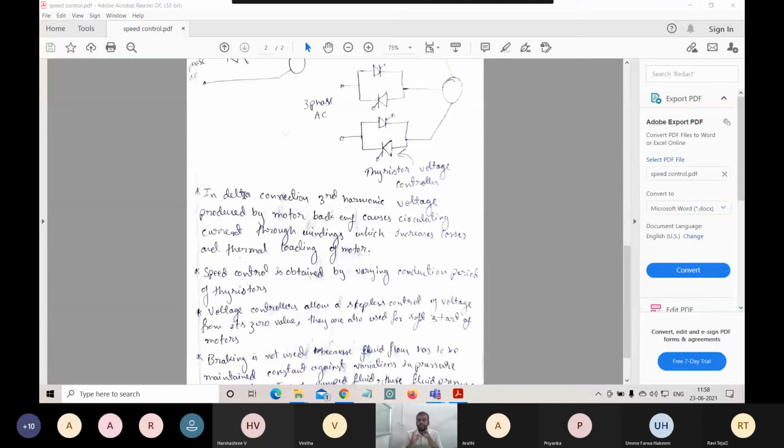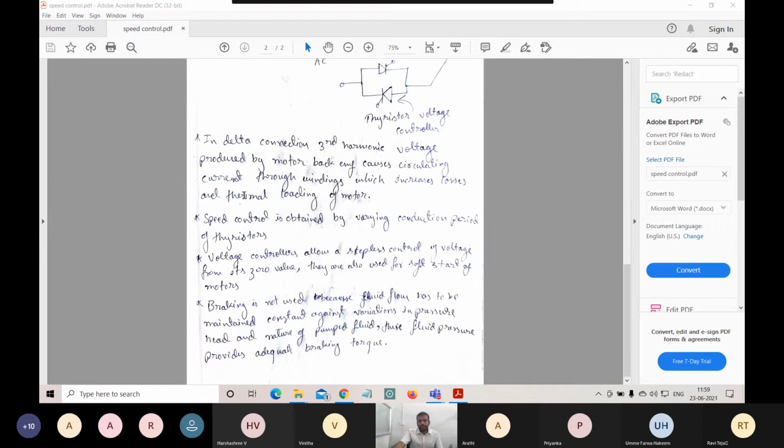That is our conduction period. Okay. So voltage controllers allow a stepless control of voltage from zero value to maximum value. So these are used for self start of motors. And one more application of thyristor controlled devices is self start motors. So we can easily obtain self start motors. That's all. And braking, this is one more point that I have added.